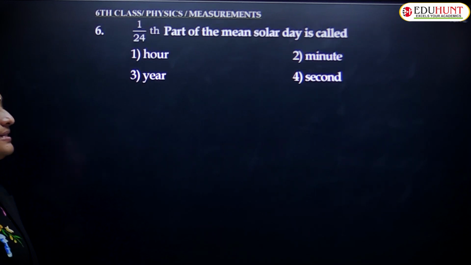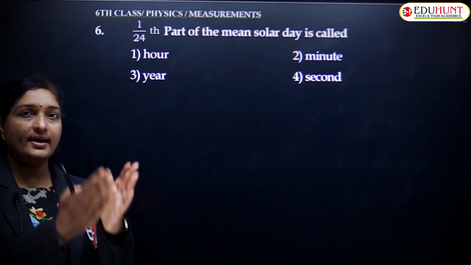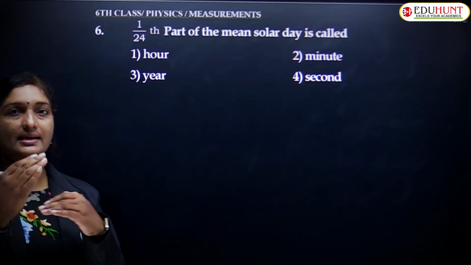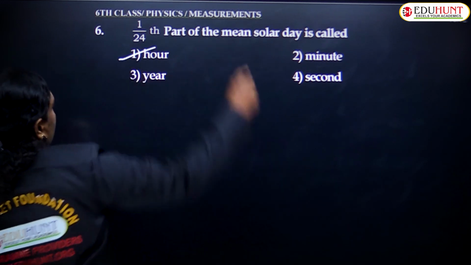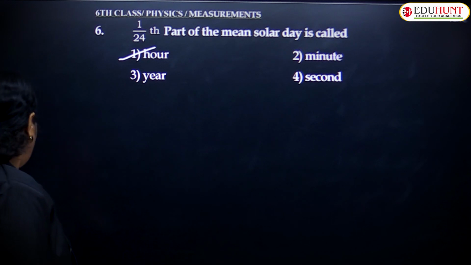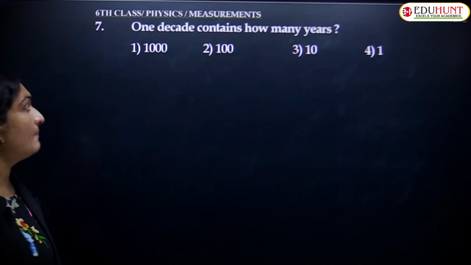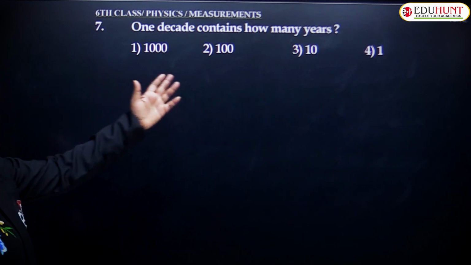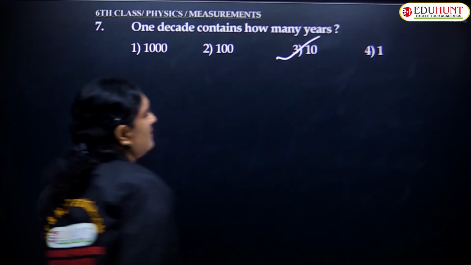1/24th part of a mean solar day is called, I told you earlier that every mean solar day is divided into 24 parts and each part is called an hour. So where is the hour? Here it goes. 1/24th part of the mean solar day is called hour. Next, 1 decade. Decade means 10 years, I told you. So 1 decade contains how many years? Your answer is 10 years.